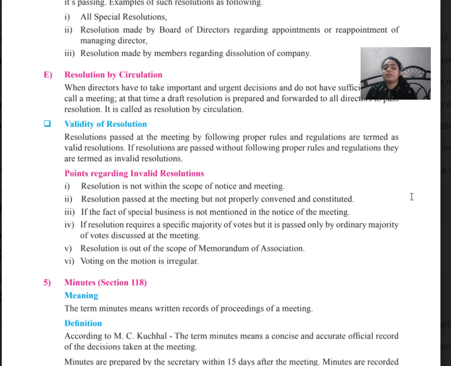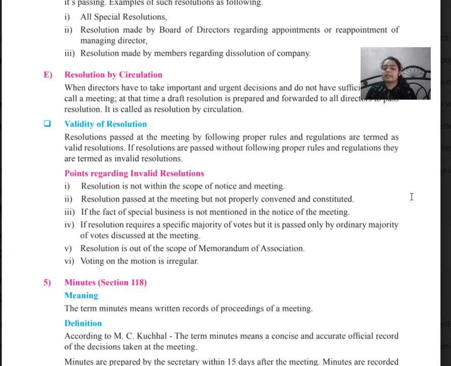So, what are the points which we shall consider as an invalid resolution? Firstly, one which is not within the scope of the notice and meeting, then one passed at the meeting but not properly convened or constituted. Certain discussions are taking place, but there is no proper decision over certain matters.